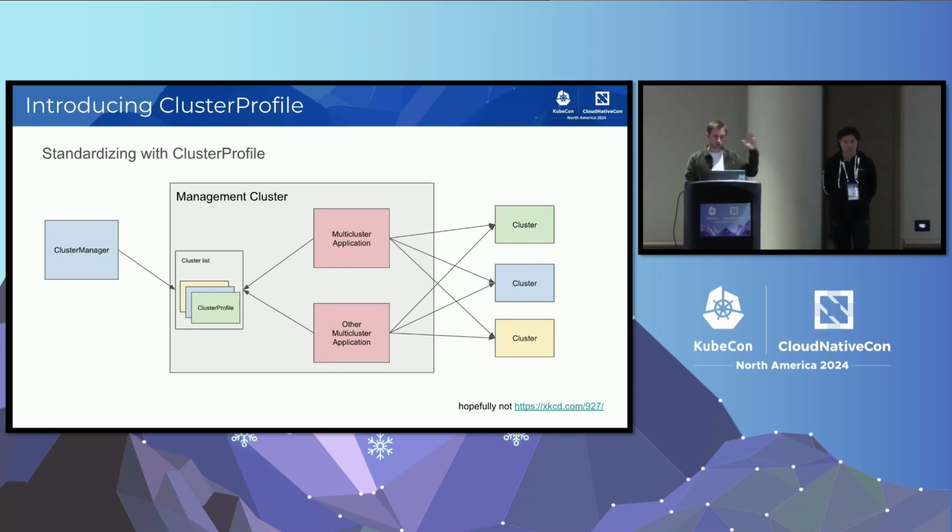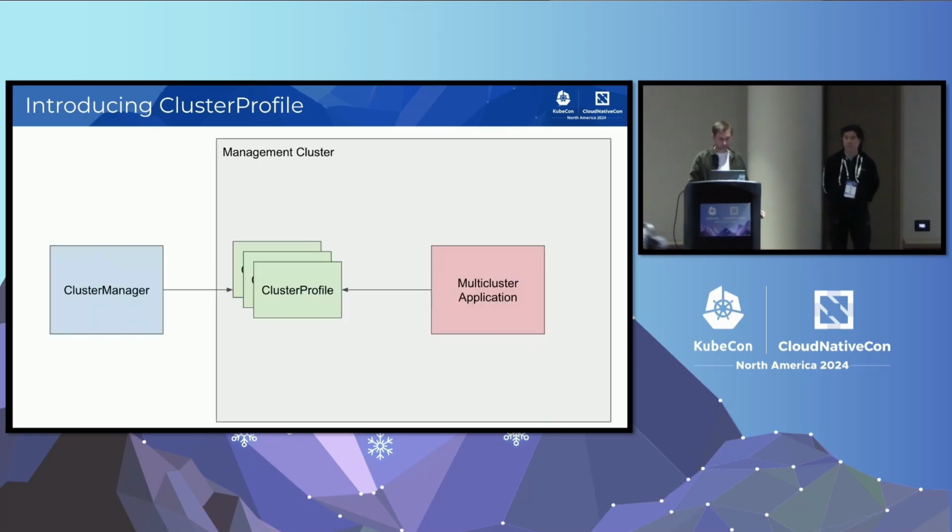So if we go back to our previous picture, now the diagram is a little bit simpler. There's only one list, so we've effectively unified them all, hopefully. So that's the cluster profile at work. To simplify even more, because that's how we're going to talk about it, let's remove the right part. You can imagine there's a cluster profile, and there's a cluster for it. Usually the cluster profile has a producer on the left, a cluster manager, which produces a cluster profile, and on the right you've got some consumers of it, the multi-cluster applications.